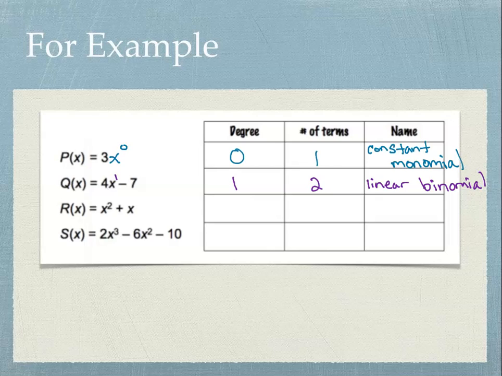For r of x, the highest exponent is 2, so therefore the degree is 2. It also has 2 terms, so we would say this is a quadratic binomial.